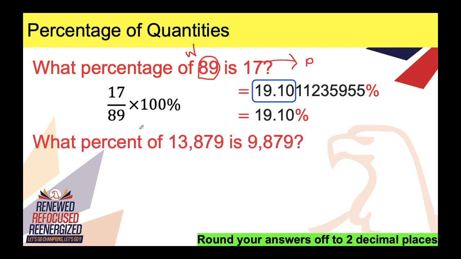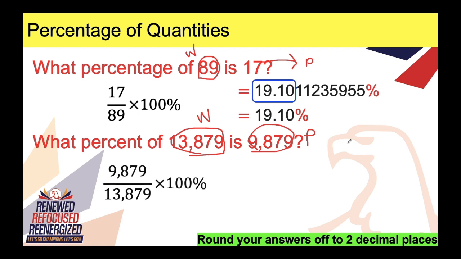Next question. Instead of saying percentage, what percent of this number is 9879? So what percent of 13,879? It's not about which one is bigger. It's about which one is the whole and which one is the part. So we're talking of what part of, what percent of. So this is our whole. And what part of this is this one? So this will simply be our part. So part of a whole.